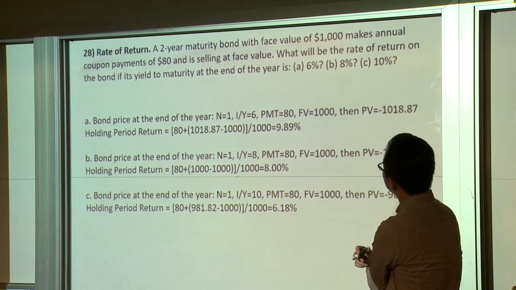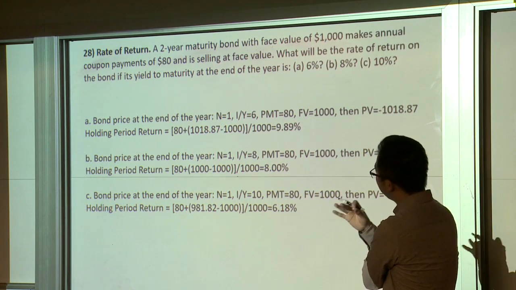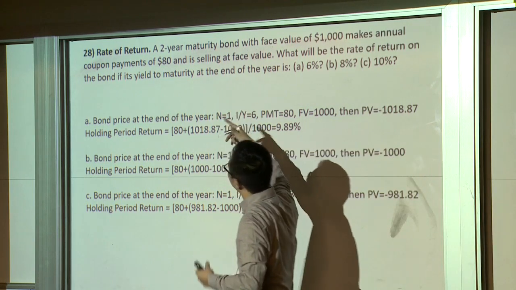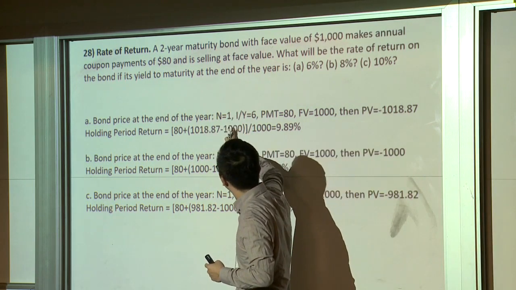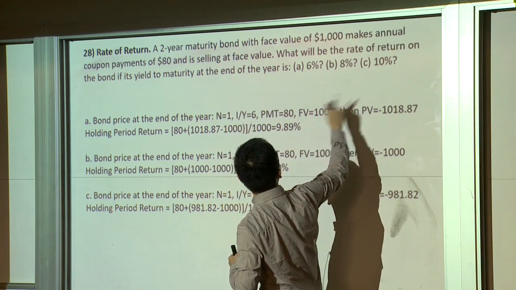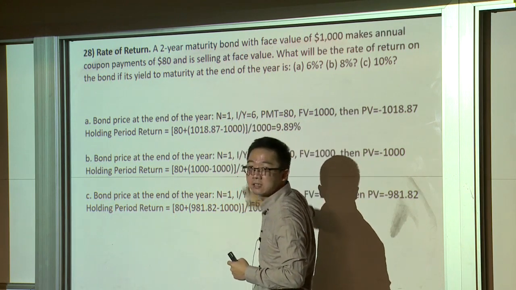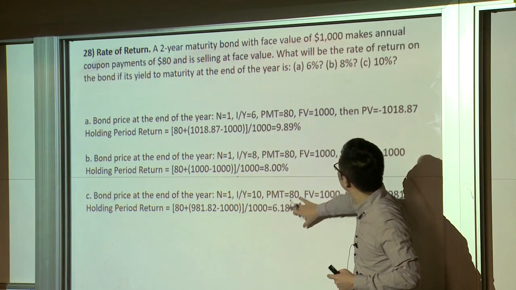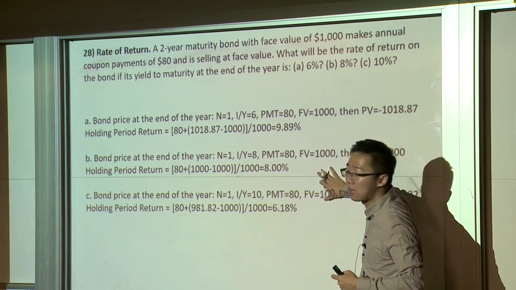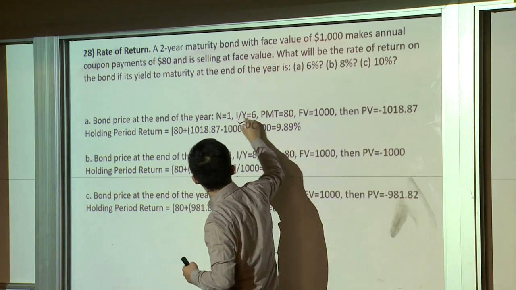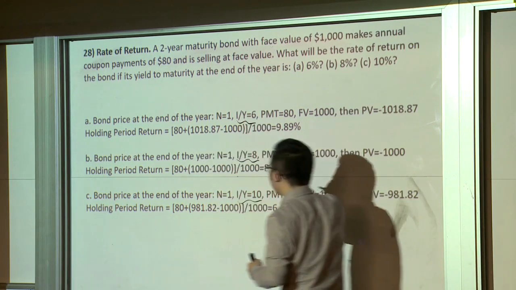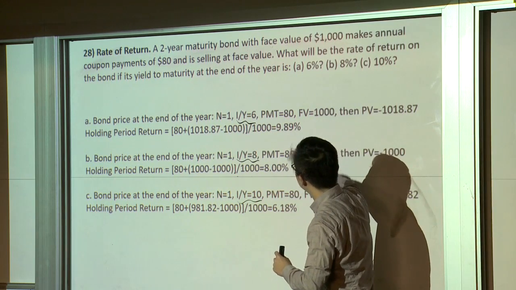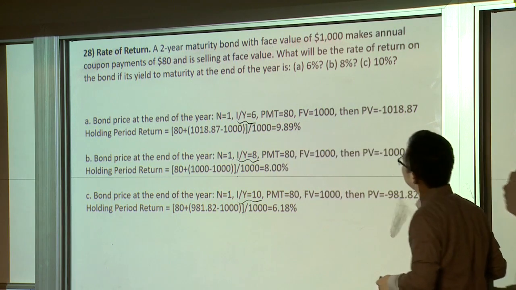So what do we have in here? We have 3 variables exactly the same, right? So the number of years is the same. This is only 1 year, the holding period return, right? It's only holding for 1 year. But the yield to maturity is different: 6, 8, and 10, okay? And the coupon payment is the same, $80, and the face value is the same, 1,000. So the only different variable is I/Y. And then we get the holding period return: 9%, 8%, and 6%, okay?